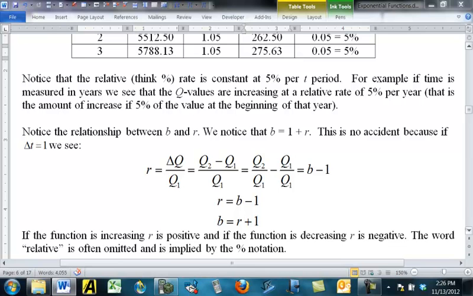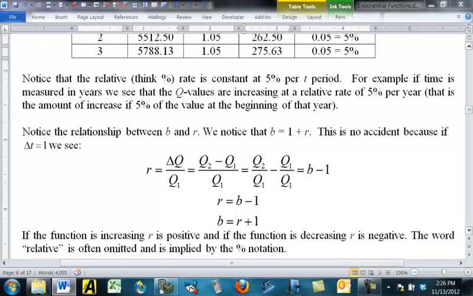R is our relative rate of growth, our periodic relative rate of growth, or decay, or decrease. So if R is positive, we're increasing. If R is negative, we're decreasing. And it's 1 plus R is the base, or R is the base minus 1.